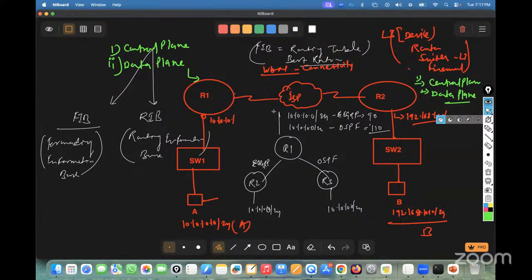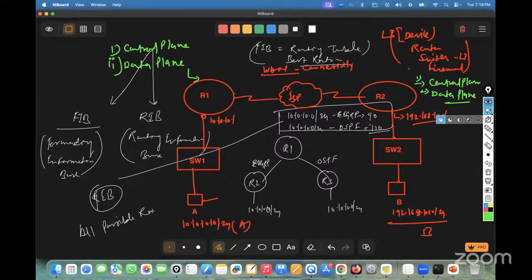But both of these routes are going to be in your RIB table. RIB is basically the routing information base, meaning all possible routes. All possible routes go into my RIB table, but the best route only goes into the FIB table. Clear? So this is how RIB and FIB come into the picture. I hope it is clear to everyone. If any doubt, please let me know.